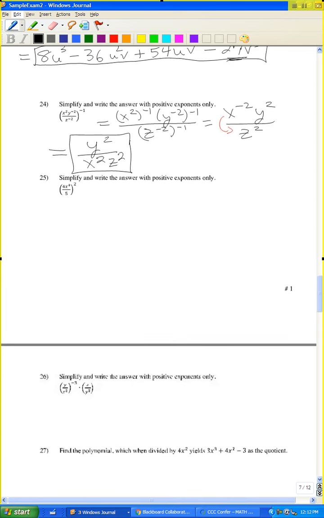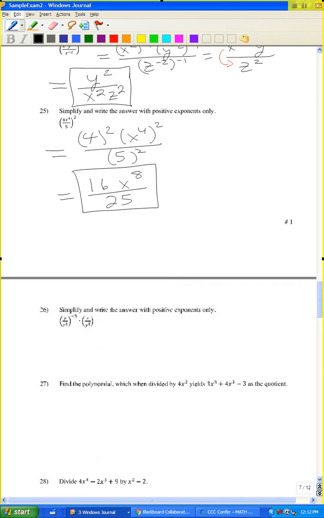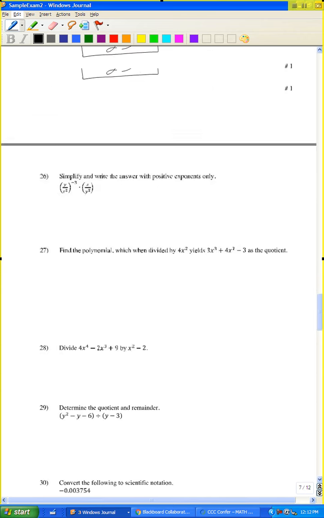We do problem 25. So I get 4 squared x to the 4 squared over 5 squared. 4 squared is 16. X to the 4 to the power 2. 4 times 2 is 8. 5 squared is 25. And that's your answer. Let me do problem 26.